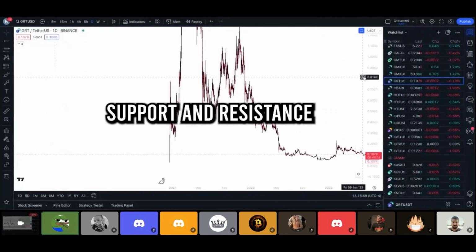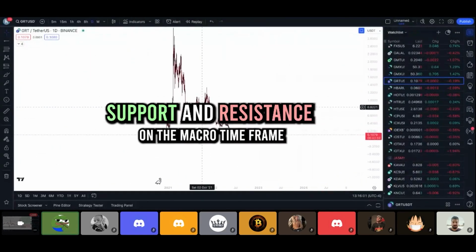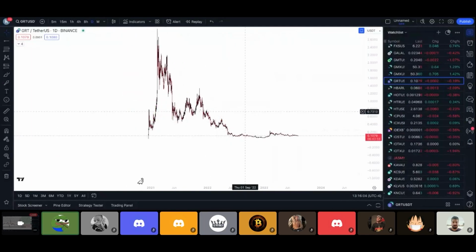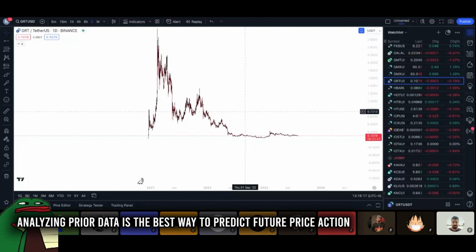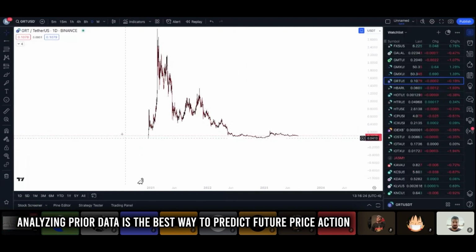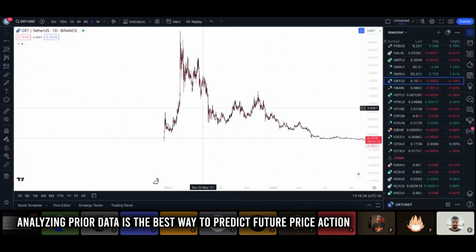Okay. So how I draw my support resistance on the macro time frame, you don't have to do it this way, but this is a sufficient way that I've figured out on how to draw support resistance. I've been doing this for years, right? Not every chart you can do this with, but going back onto your data is the best way that you can pull what's going to happen in the future. Going back to the past of GRT, you could then play the future price action of it.